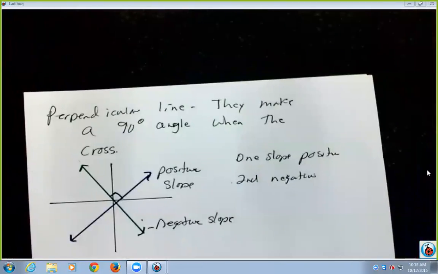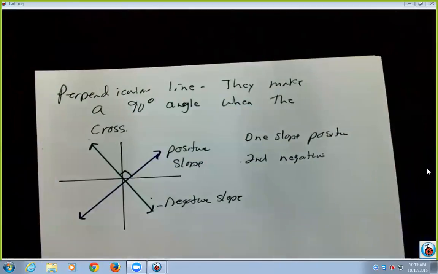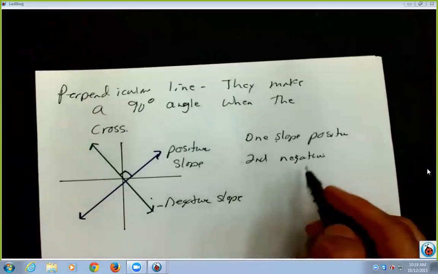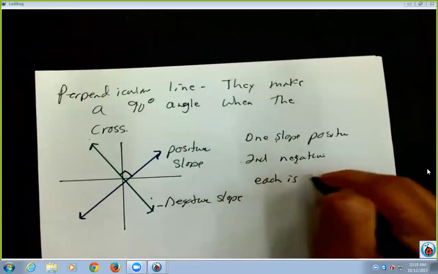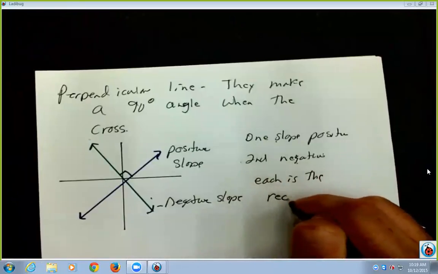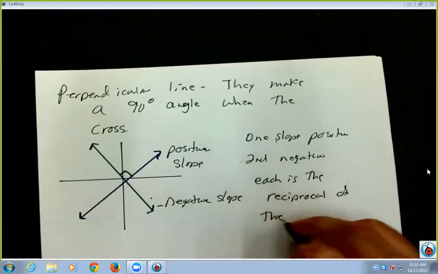But there's one more thing. Yeah, we're heading there. It's the reciprocal of the slope. So if you read farther into this part, you would also know that one slope is positive, one slope is negative, and each is the reciprocal of the other.